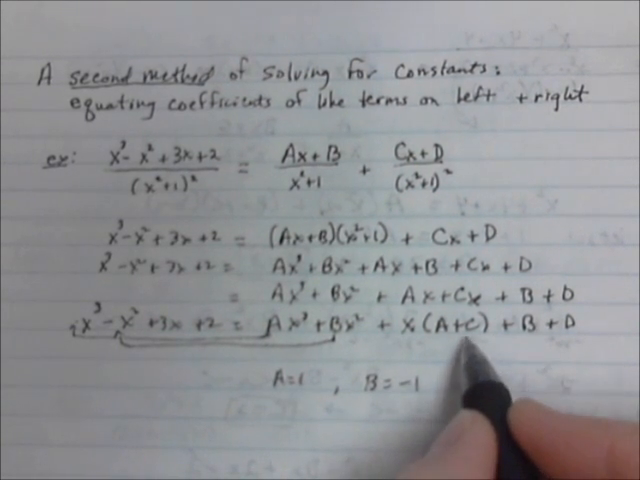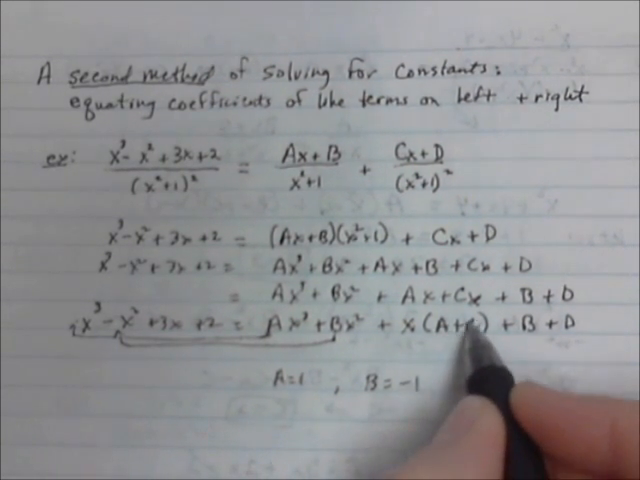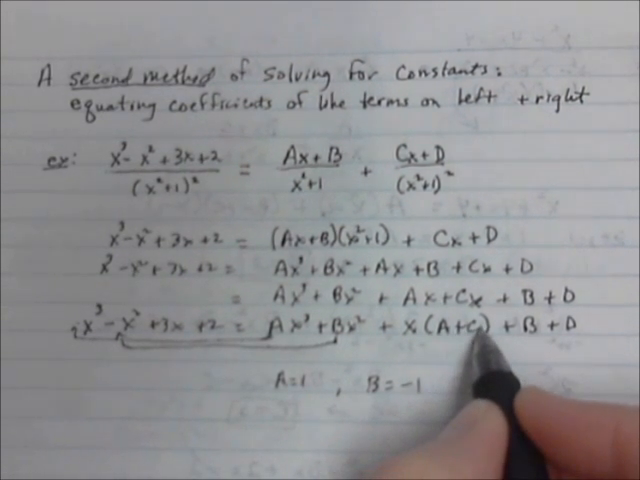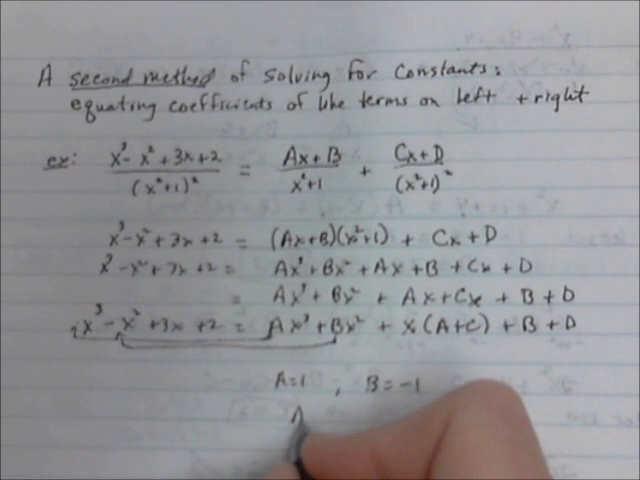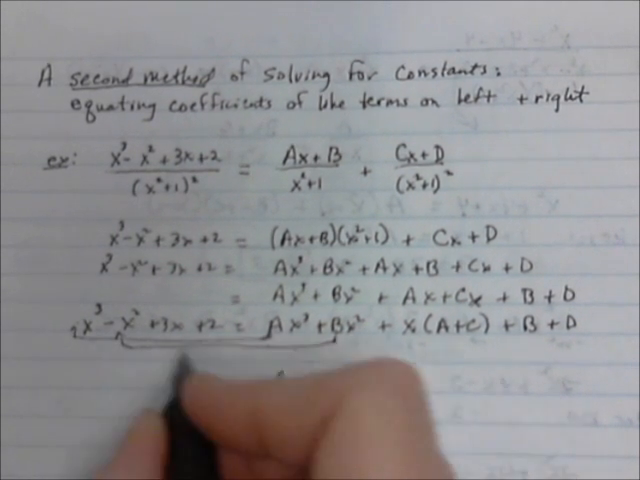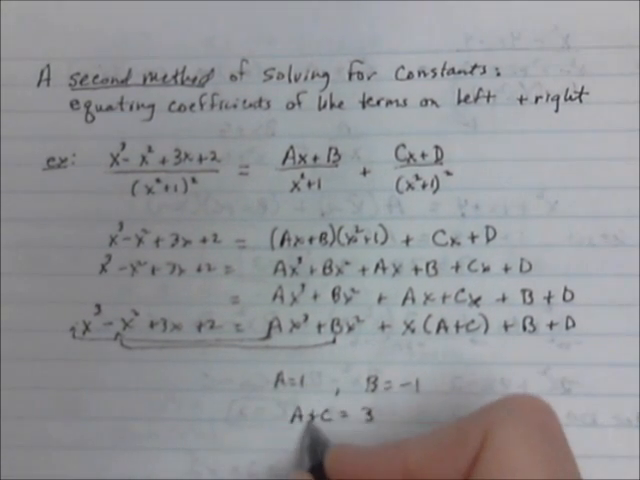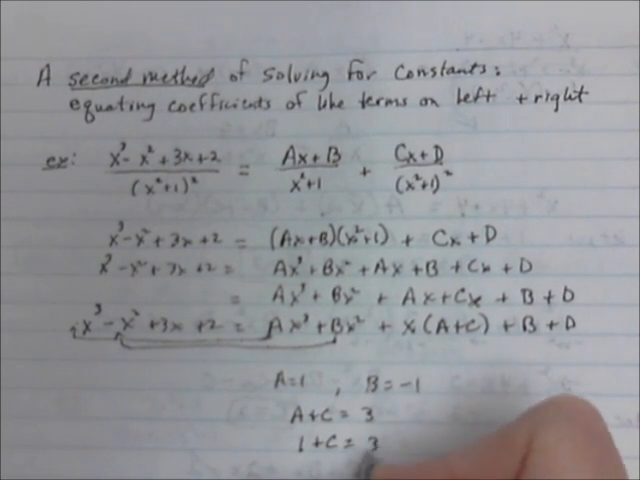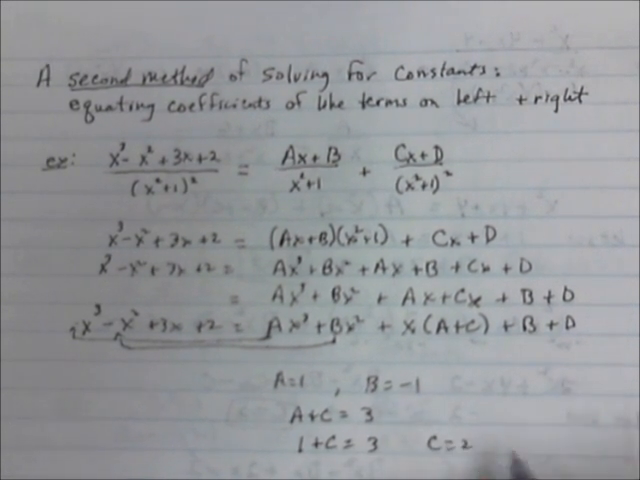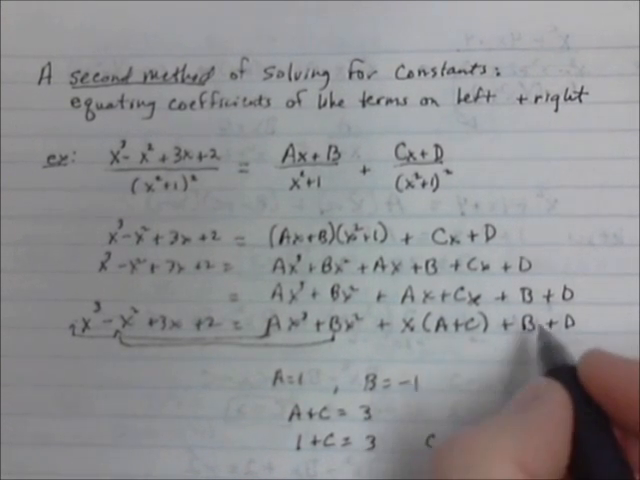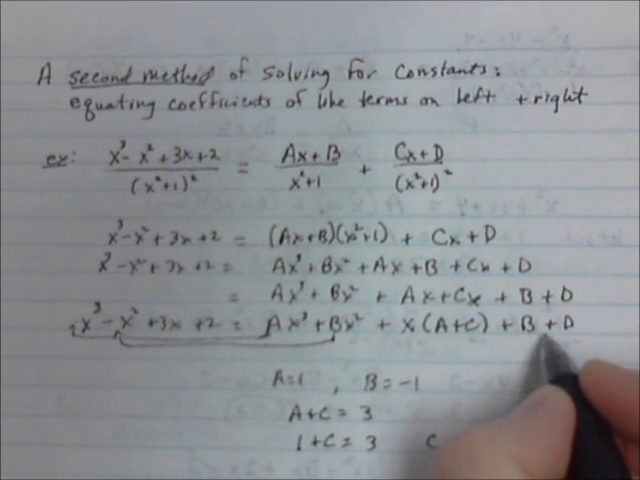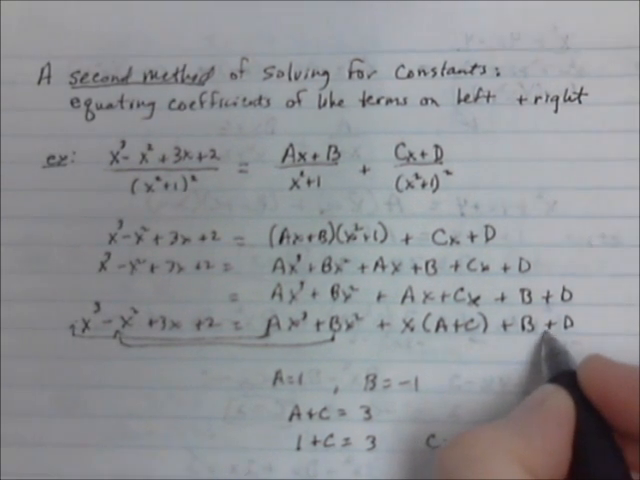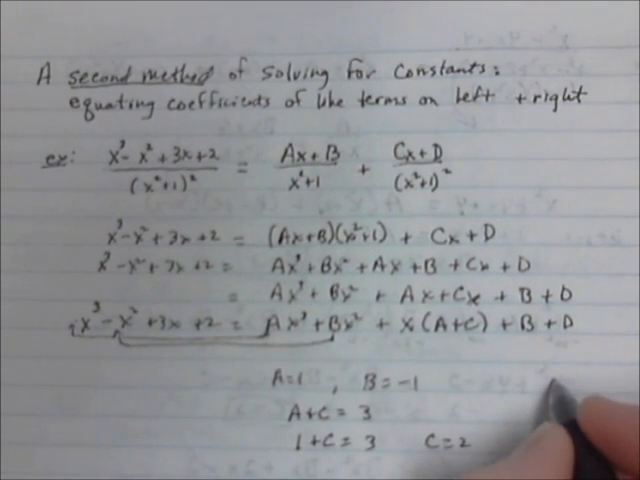Then the only thing left to do is let this coefficient of x be equal to 3. So this coefficient of x is a plus c. So we can say a plus c is equal to 3. Well, we already know that a is equal to 1, so 1 plus c is equal to 3. So we've got c is equal to 2. Well, that was pretty easy. And then the last thing we're going to do is let this, the constant term, b plus d, be equal to 2.